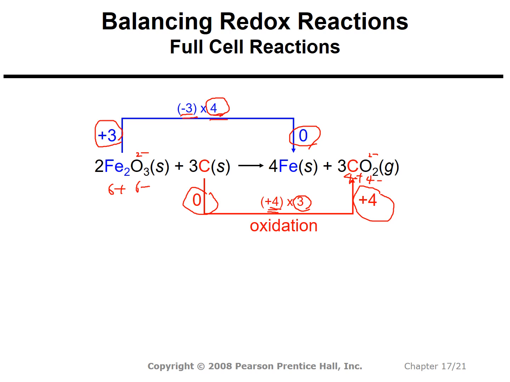So 4 Fe atoms are required on both sides of the reaction, and also 3 atoms of carbon should be there on both sides of the chemical equation. For Fe, right now we have just 2 Fe, so 2 here and 4 here. How about oxygen? How about carbon? 3 and 3. So that's it for balancing full-cell reactions.